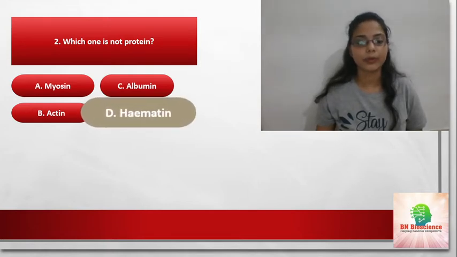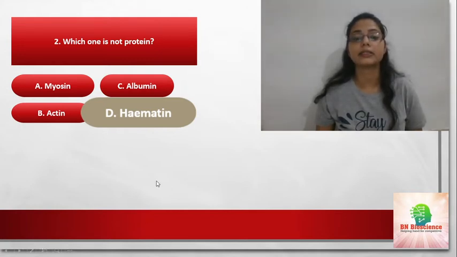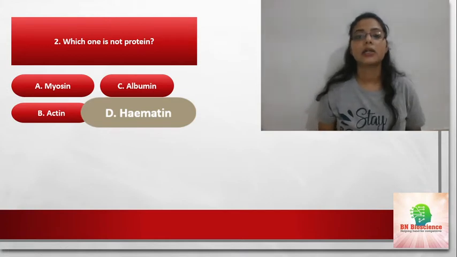Hematin is not a protein. If you see the myosin and actin, they are found in the muscle. If you see the albumin, it is found in the egg, but hematin is not a protein. It is a bluish black component extracted from the hemoglobin. If we remove the protein part and the iron part gets oxidized, then a black bluish component is found, that is called hematin.